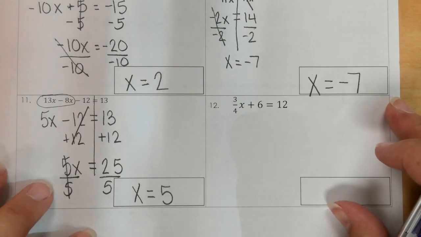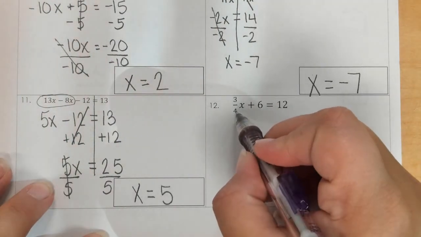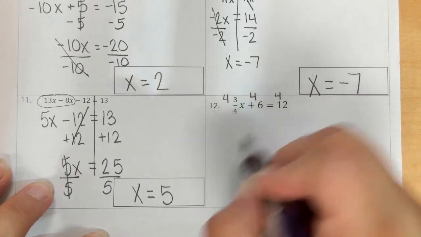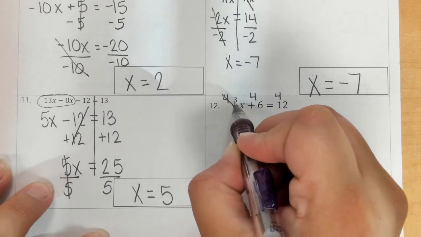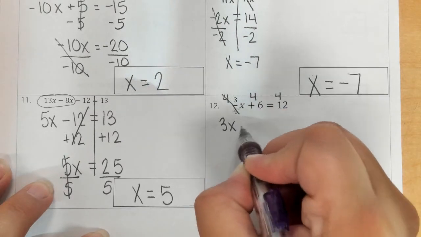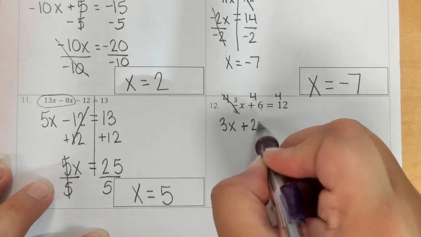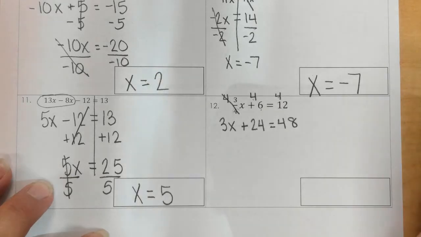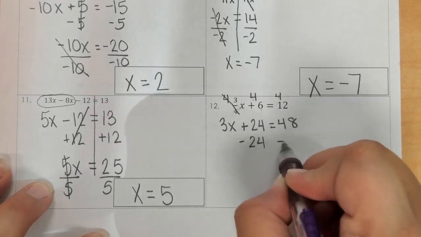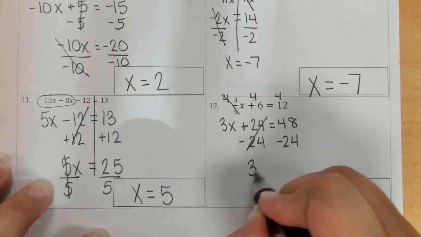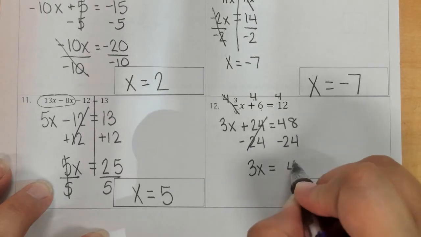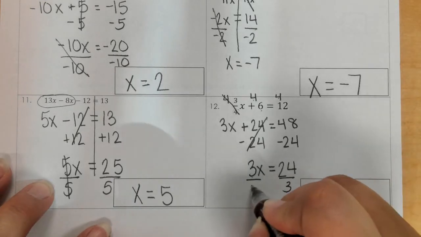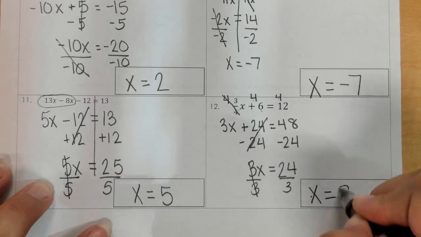Okay, for number 12, we still need to clear the fraction on this one because we have 3/4. So I have my denominator 4. I put it above every term. The 4's here cancel, and that leaves me with 3x. 4 times 6 is 24, and 4 times 12 is 48. I subtract the 24, and I have 3x equals 24. Lastly, I divide by 3, and x is 8.